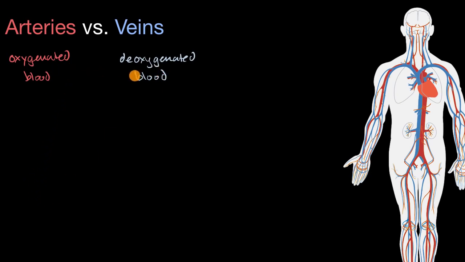Now, this is actually incorrect. It is many times the case that arteries are the ones carrying oxygenated blood and veins are carrying the deoxygenated blood. But as we will see, this is not always the case.